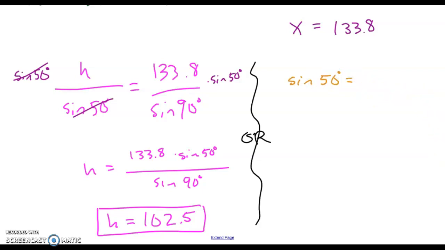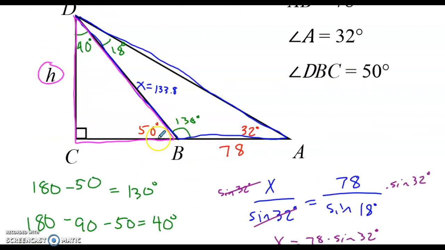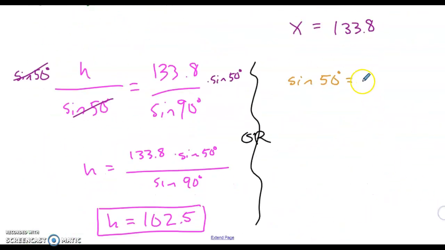Since we do have a right triangle, I can use SOHCAHTOA, which says that the sine of an angle, this angle right here is the angle I'm going to use, 50 degrees, is equal to the opposite side divided by the hypotenuse. That's why I'm choosing sine, because I want the opposite side and I know the hypotenuse. So the opposite side is H, the hypotenuse is 133.8, and then to solve this I just need to multiply both sides by 133.8.